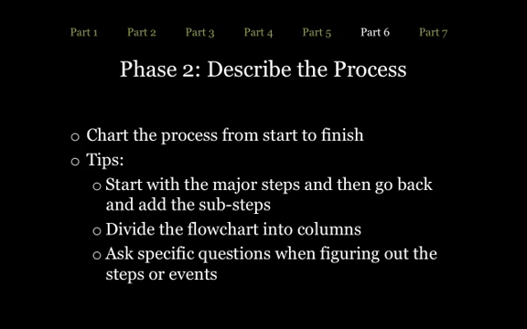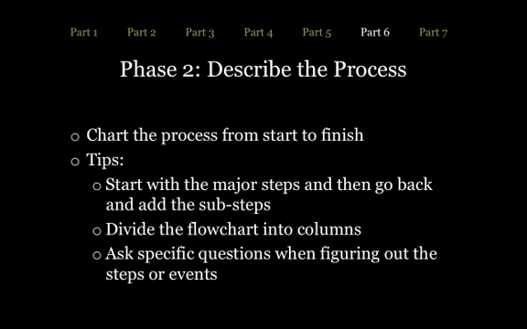In Phase 2, where the objective is to describe the process, the whole process should be charted from beginning to end by noting each successive activity or event. There are several tips for this phase that may make the process easier for the user. The first tip suggests that the user will first note the major steps of the process and will then add the corresponding substeps.